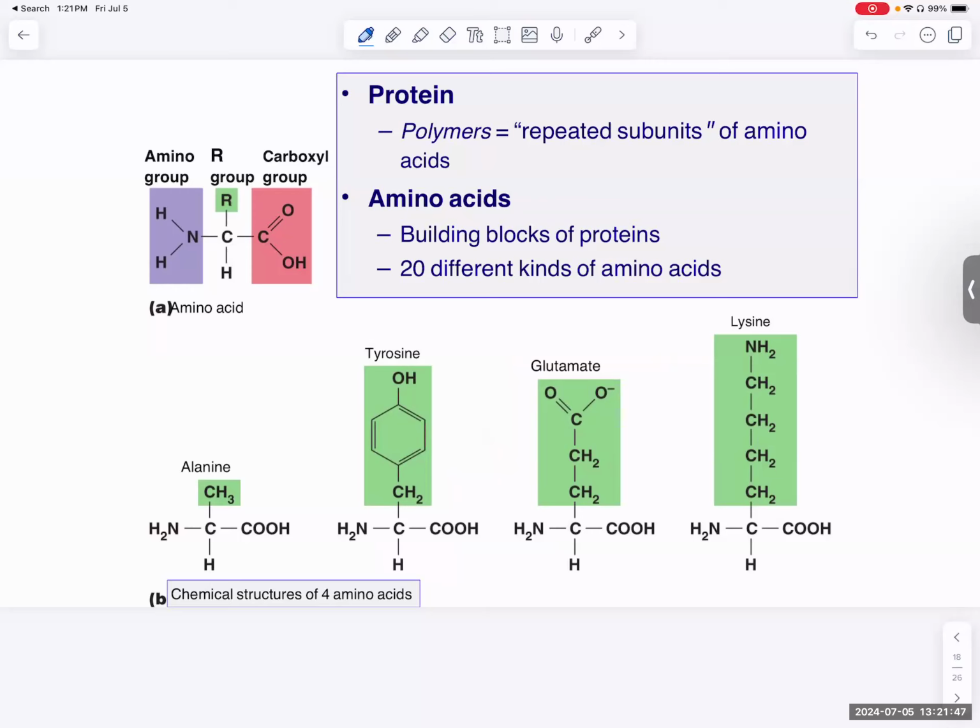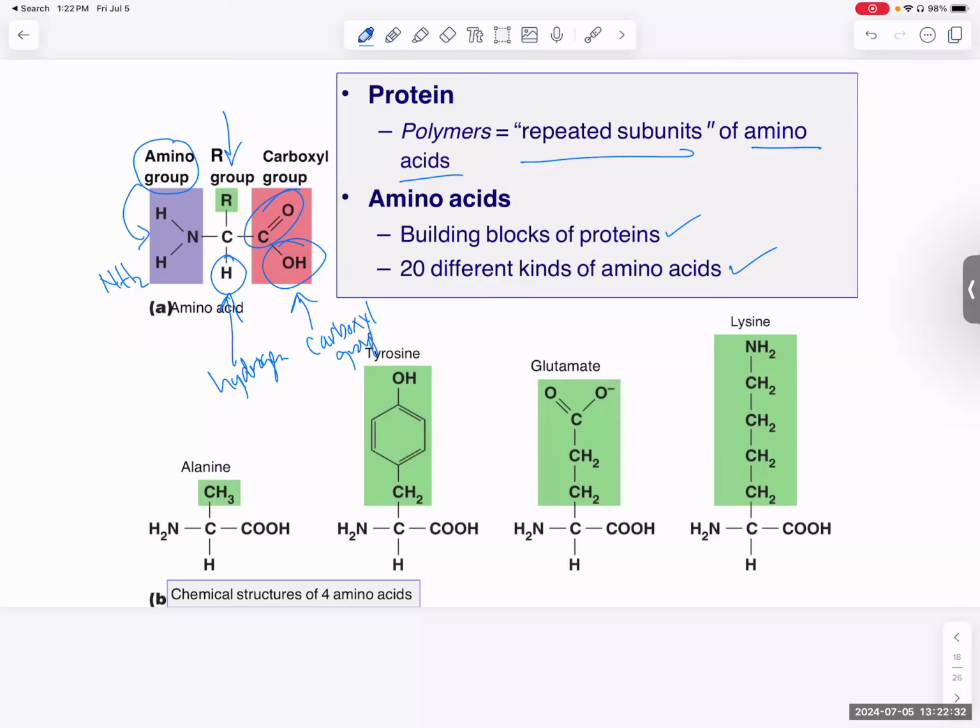But proteins are strings or repeated units of amino acids. And so amino acids are the building blocks of proteins. 20 different kinds of amino acids. And what differentiates these 20 different kinds of amino acids is really the R group, because every amino acid is going to have an amine group. It's a nitrogen and 2 hydrogens. So they all have an amine group. They all have a hydrogen, and they all have a carboxyl group, right? Which is a carbon double bonded to an oxygen and a hydroxyl group. So they all are going to have the carboxyl.